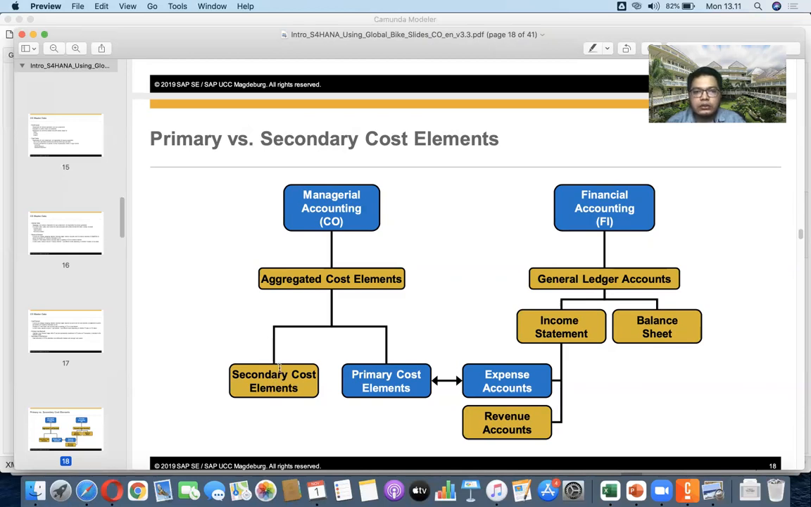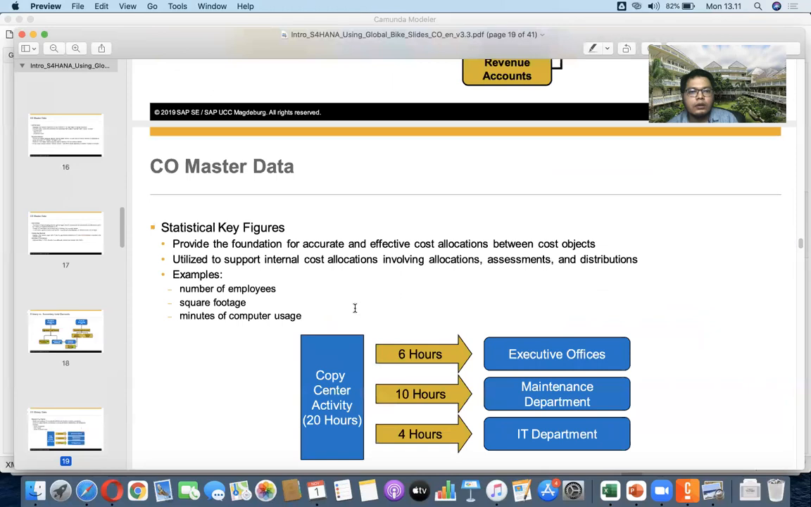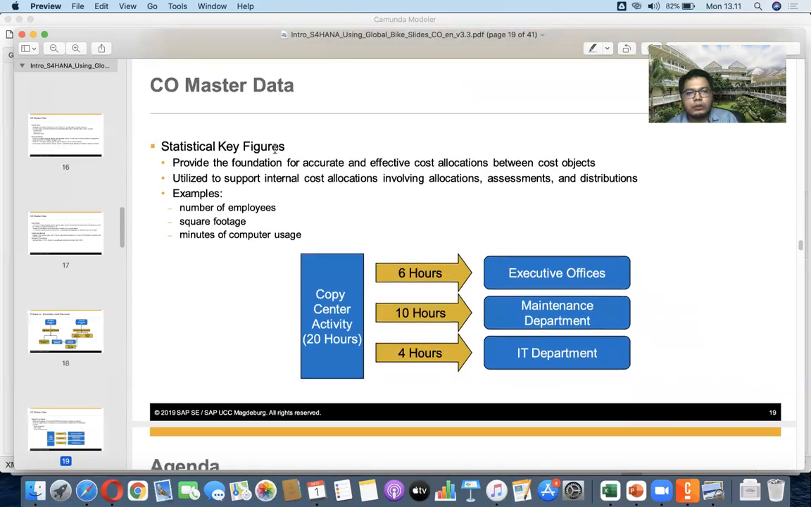So basically like this. So this is aggregated cost element. So you know about this one, right? We learn about this in cost management. Okay. So this is the cost master data. So as you can see, it's the example of copy center activity.